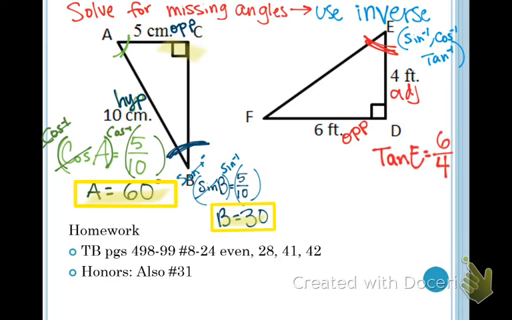So to get rid of tangent, I have to do the inverse. So that would be tangent to the negative 1. So shift tangent of 6 over 4, what do we get? Rounded to the nearest tenth. 56.3. Good.